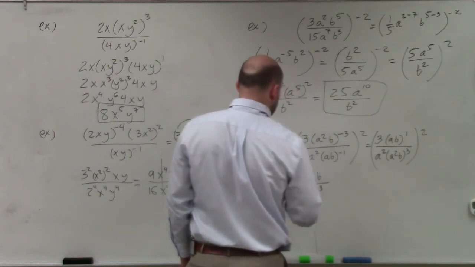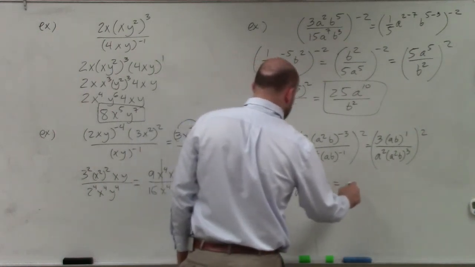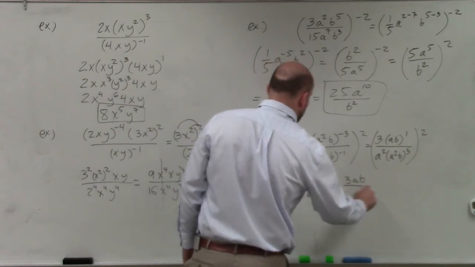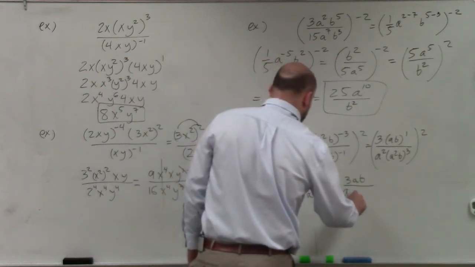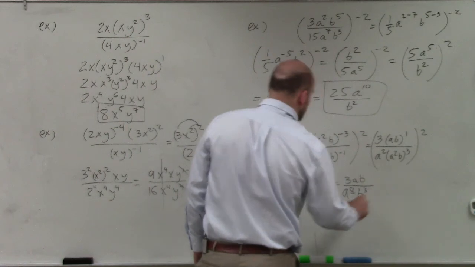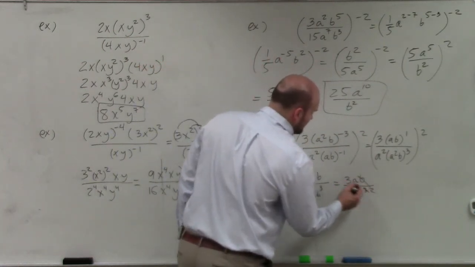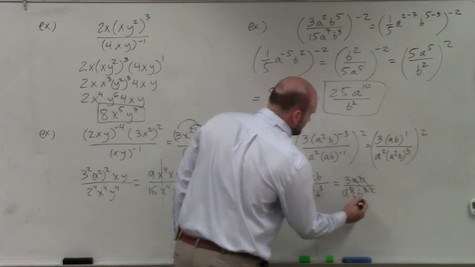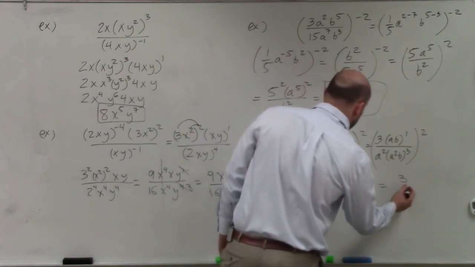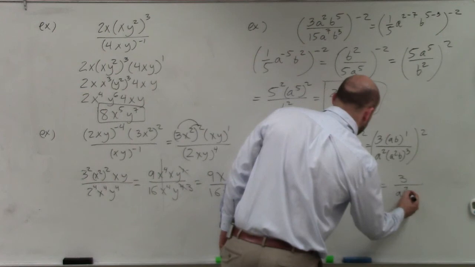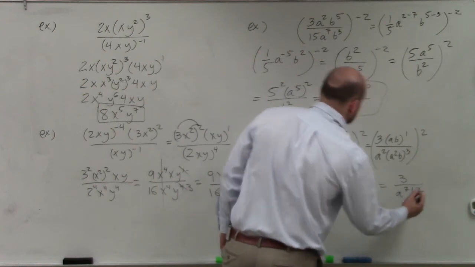Okay, and now I can simplify this a little bit further. 3a, simplify my numerator or my denominator, which would give me a to the 8th, b cubed. And therefore now I can divide out a term. So therefore my final answer is 3 over a to the 7th, b to the 2nd.